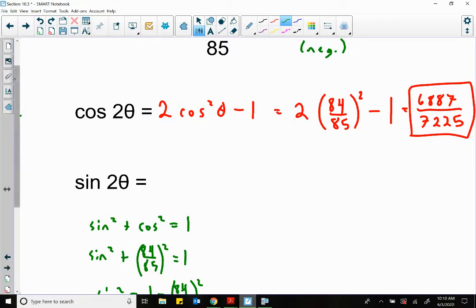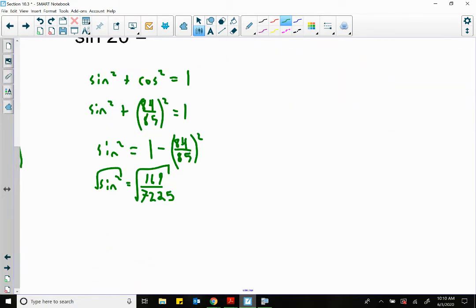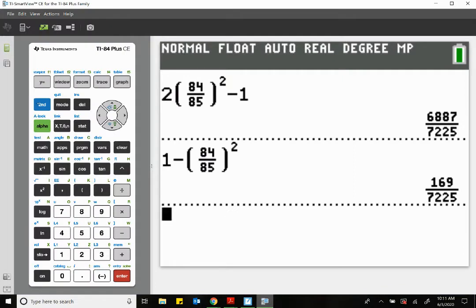So we really don't have to worry about the plus or minus down there because we already know that sine should be negative. But technically, when we do this, it should say sine equals plus or minus. But again, we already know that sine should be the negative version because of what it told us in the directions. So you just go to your calculator and let it do the talking.